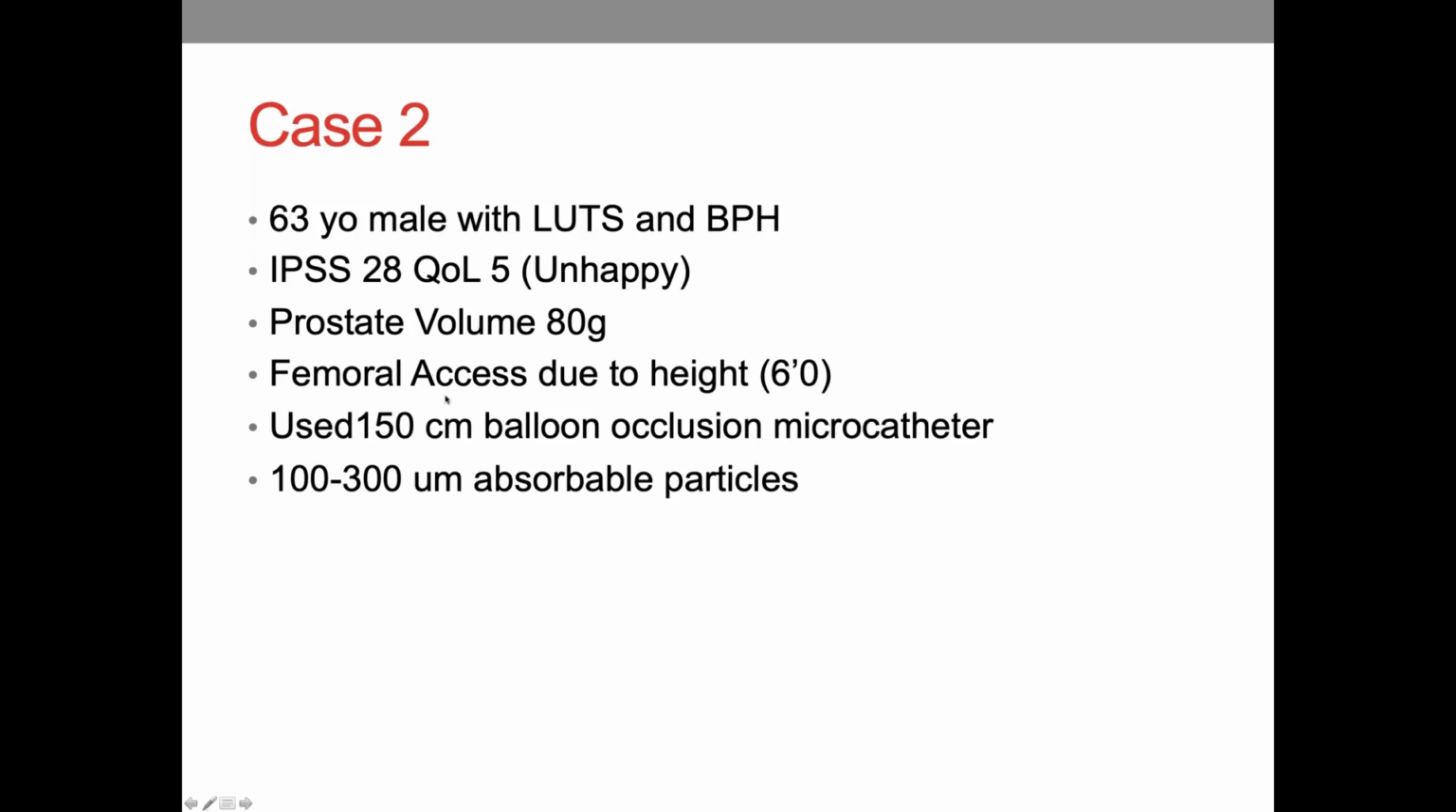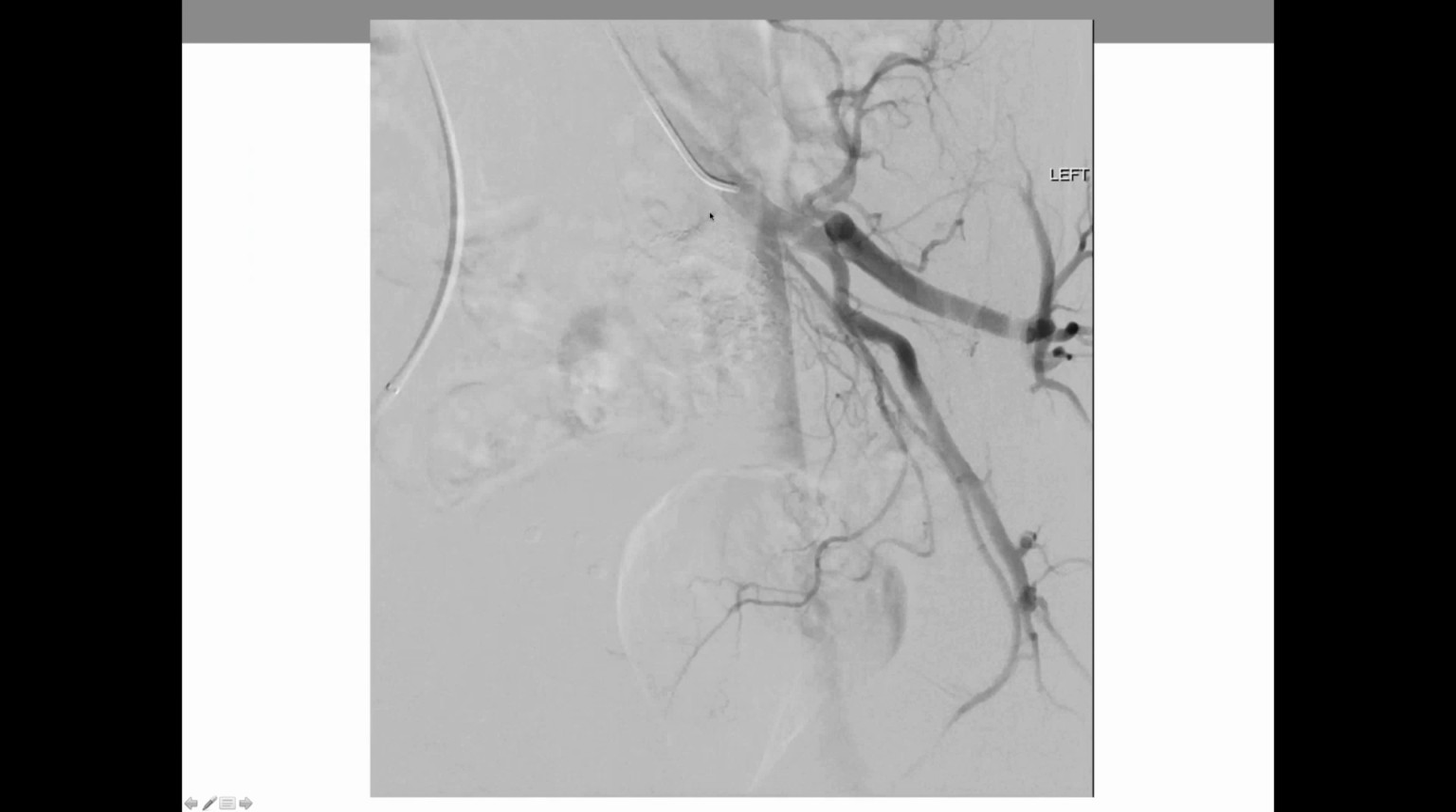We did use a femoral access. Sometimes we do radial, but femoral because the patient was tall. And we embolized with 100 to 300 micron particles. Here's the initial angiogram, and you can see why prostatic artery embolization is difficult, because the angiograms can be really confusing. So there's prostate down here, but what's supplying it? Is it this vessel? Is it this vessel?